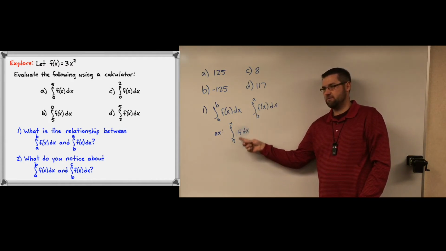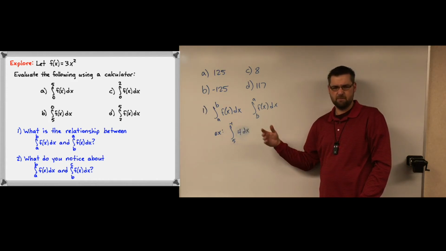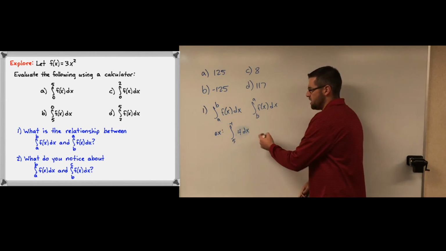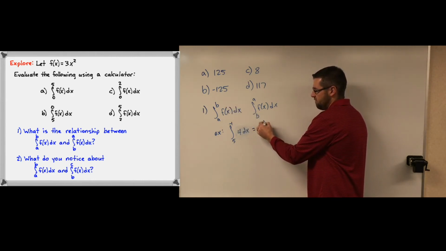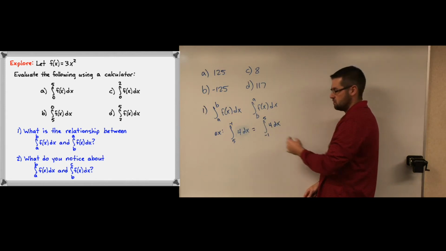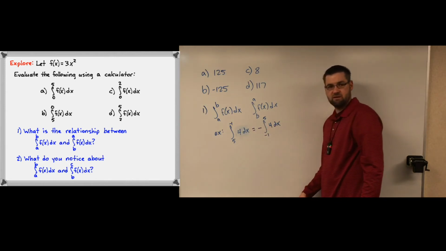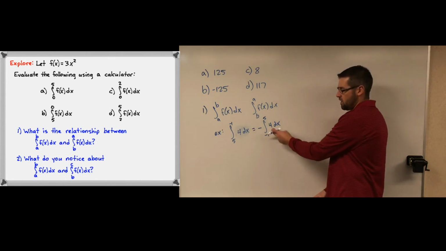What's the lower bound here? The lower bound is the bigger number, and that doesn't make sense, right? So we can use this rule that we just talked about. If I flip the bounds and say negative 1 to 5 of 4 dx, then what happens? Just put a negative out front, because the sign changes. That's all.